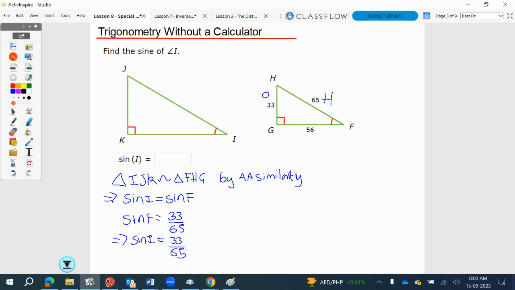So you should come to a solution like this. The sine of I is going to be 33 over 65. That's a sine value. We can use that value in subsequent calculations without actually finding the angle itself. We can't find the angle like this without either a table of sine values or a calculator.